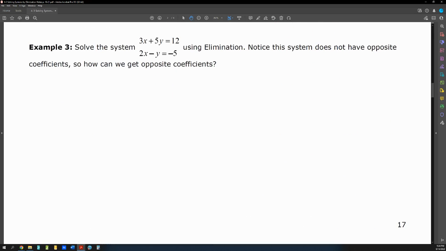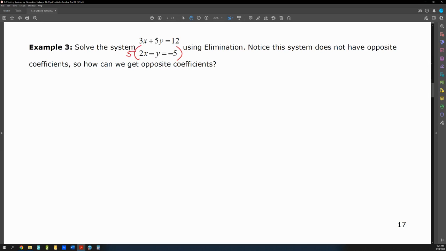So let's try to solve this system. Remember, step 1 is to put it in standard form. We've already got that. Step 2 is to check for opposite coefficients. So right now we don't have any opposite coefficients, but how can we get opposite coefficients? I noticed that 3 and 2 are close, but it doesn't seem like we can do much with those. I did notice, though, that the y terms are already opposite. So one is positive, one's negative. So I'm wondering, how can I get from the coefficient of the y in the second equation, negative 1, to be negative 5? And the answer is we're going to multiply that whole equation by 5.